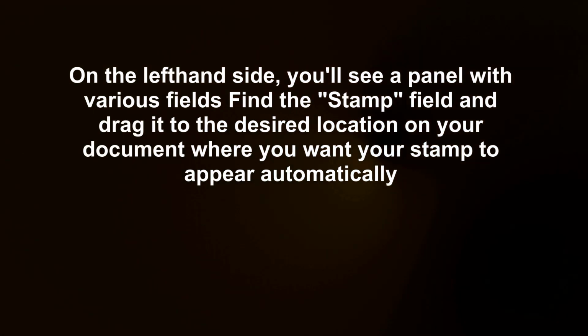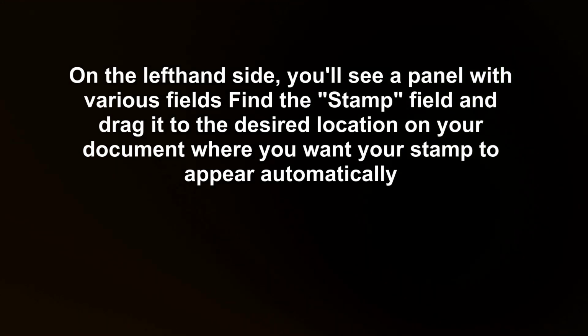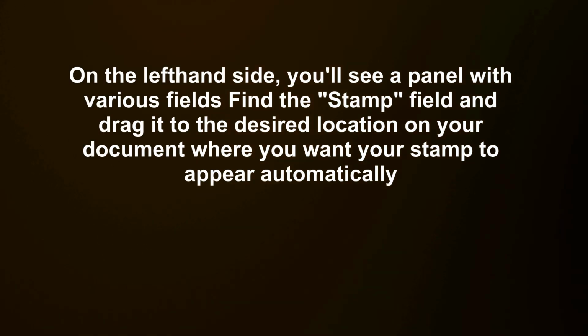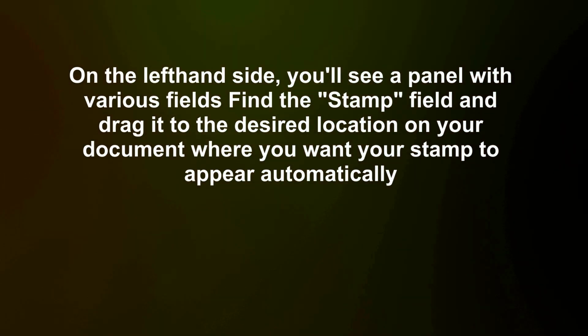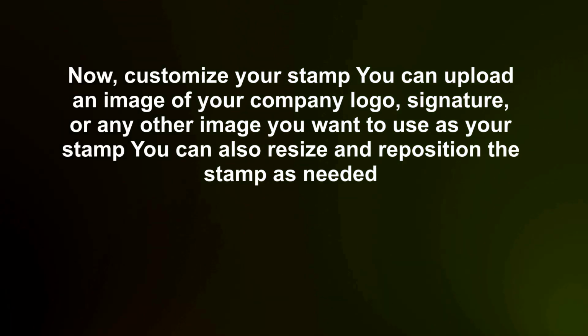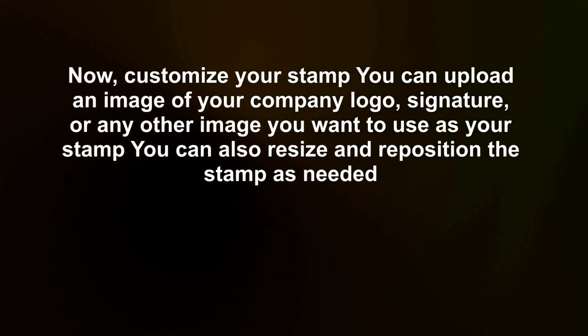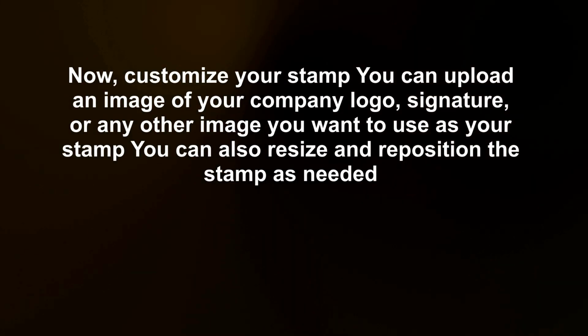On the left-hand side, you'll see a panel with various fields. Find the stamp field and drag it to the desired location on your document where you want your stamp to appear automatically. Now, customize your stamp. You can upload an image of your company logo, signature, or any other image you want to use as your stamp. You can also resize and reposition the stamp as needed.